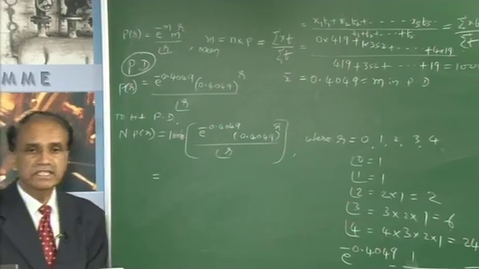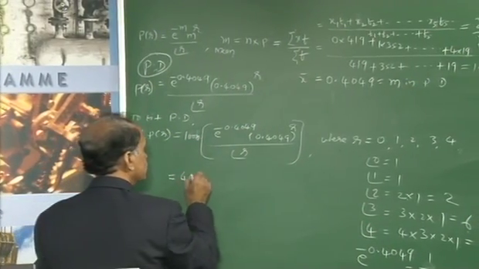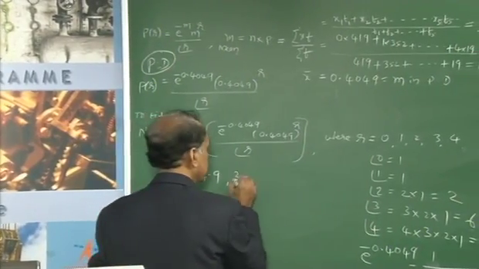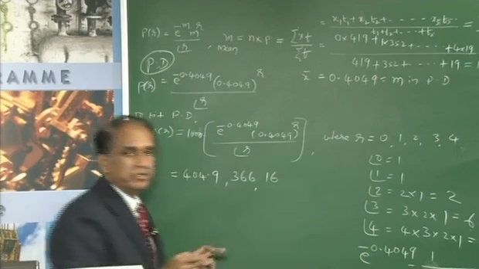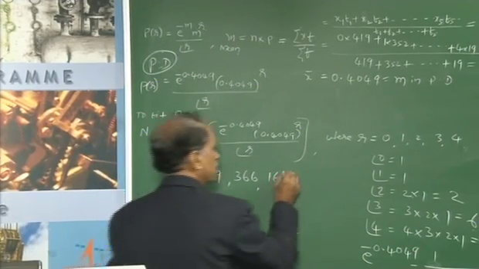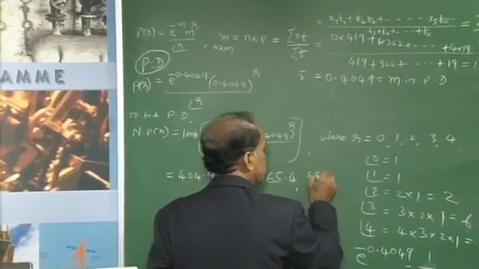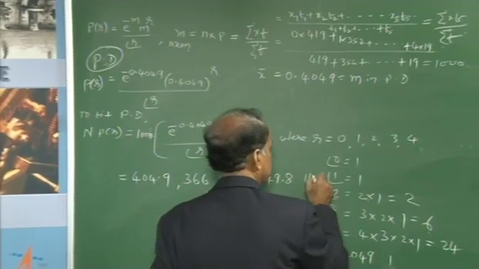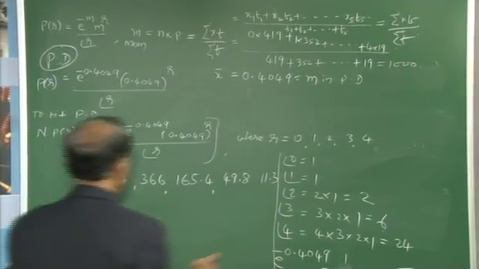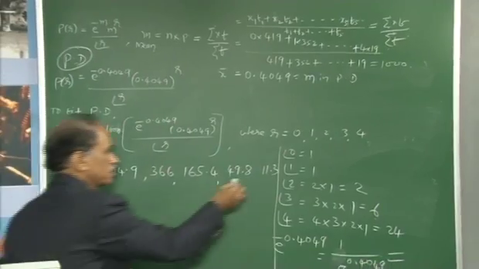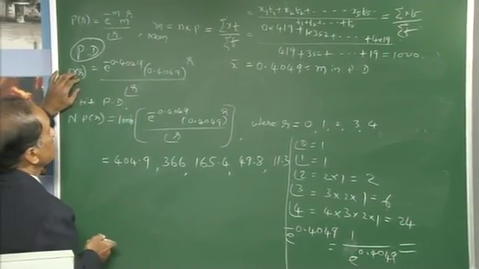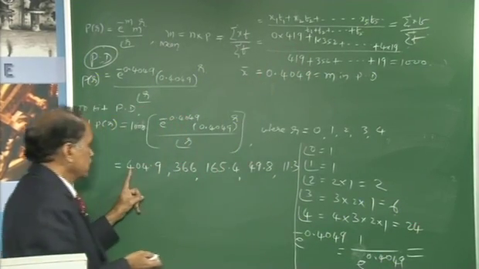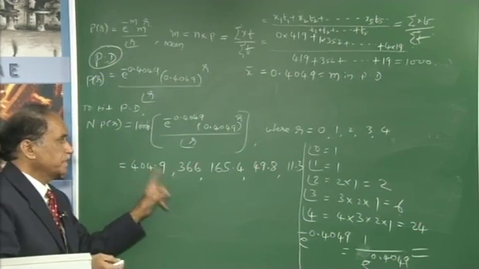In place of 419 you are getting 404.9, at the various values, 366, then 165.4, 49.8 and 11.3. These are the new frequencies which we obtained. That means you can easily compare at the first value, 419, in that place 404.9 we are getting.